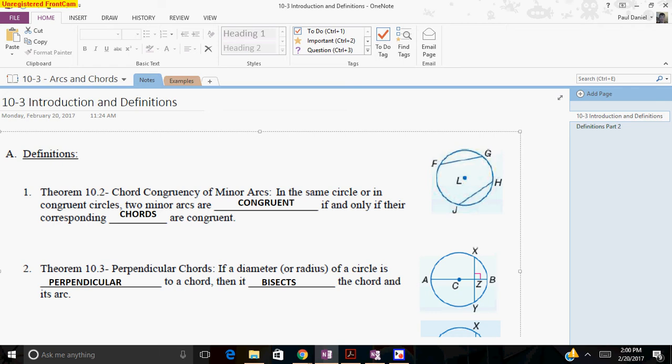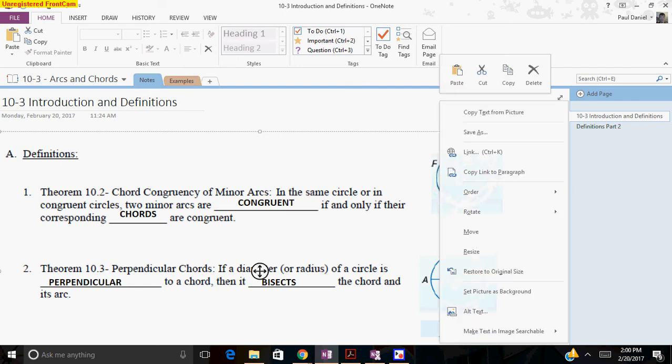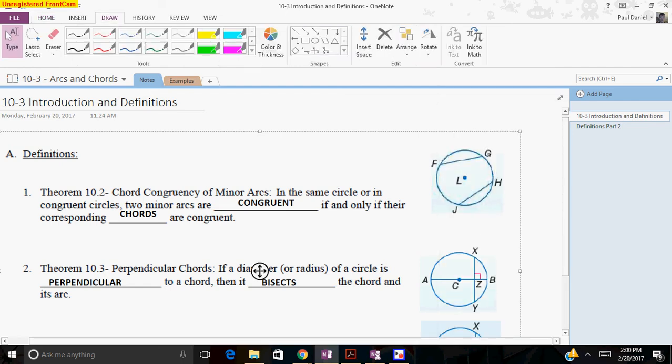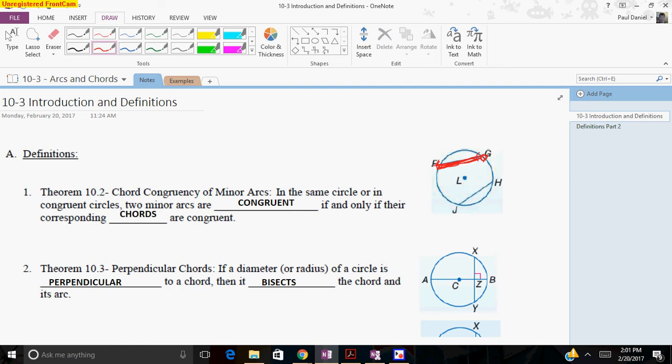Remember, a chord is a line segment inside of a circle that touches the edges of that circle in two places. So like this line segment up here in this particular circle, FG, that is a chord because it has its endpoints both on the edge of that circle. So that's what we're going to spend some time talking about today, how chords and arcs are related.